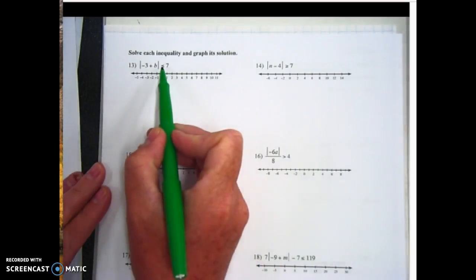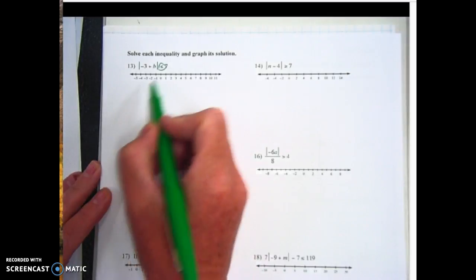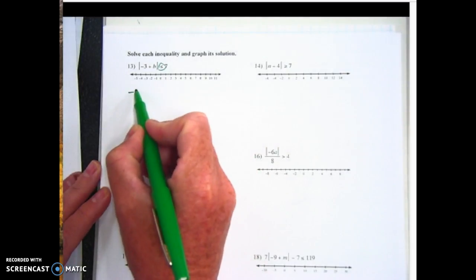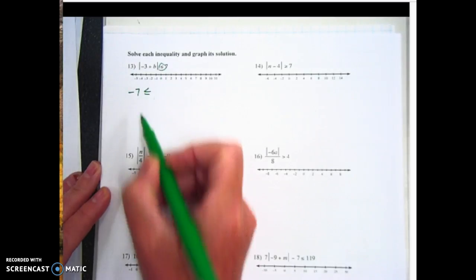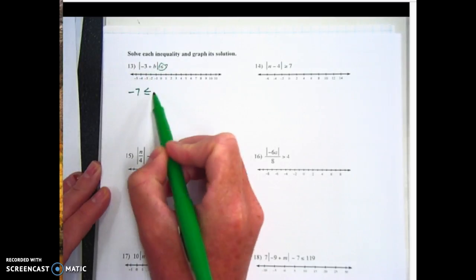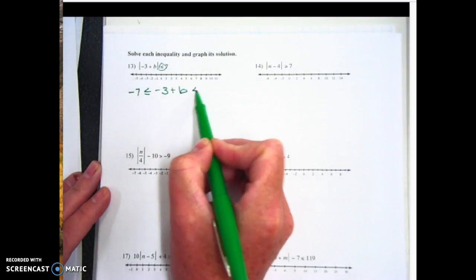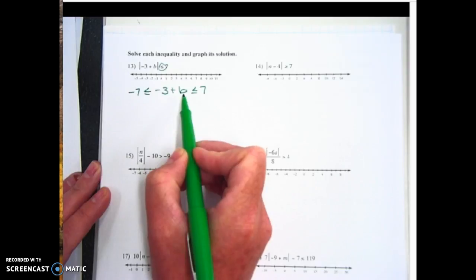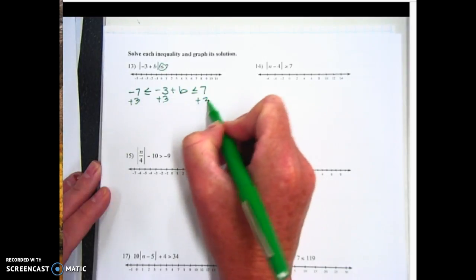Since the inequality symbol here is less than or equal to, we're going to take that 7, slide it out front and make it -7, slide that symbol down. Then in the center, we're going to write what's in the absolute value bars, which is -3 plus b, less than or equal to 7. To get the b by itself, we're going to add 3 to all 3 parts of the inequality.